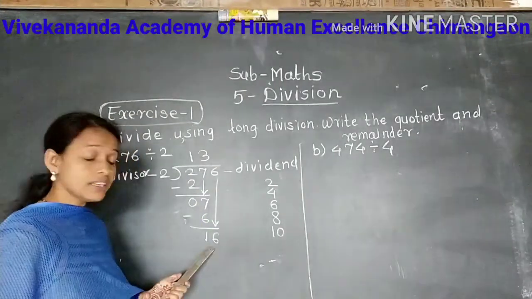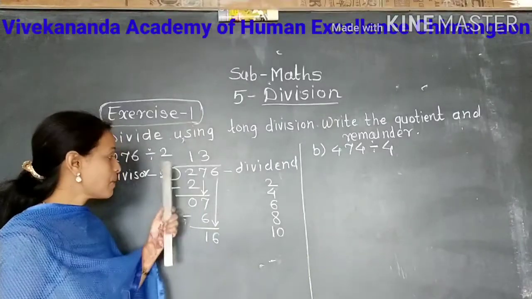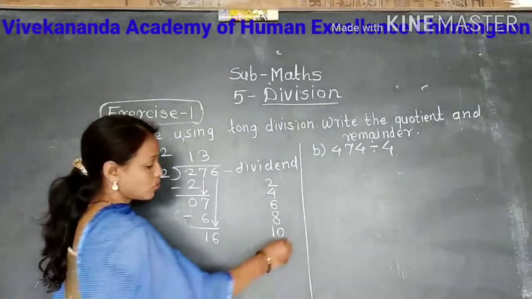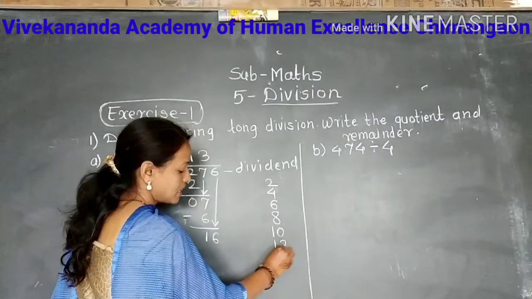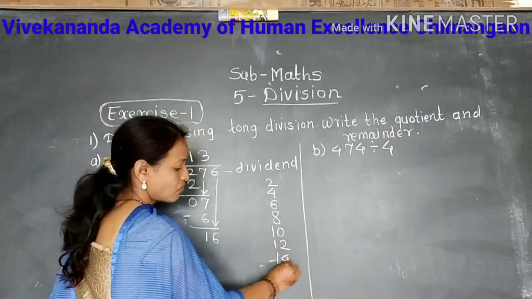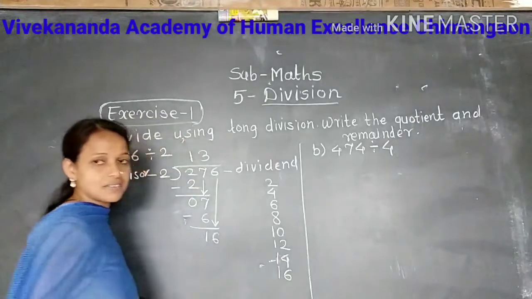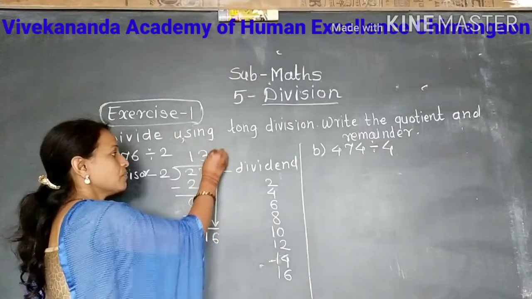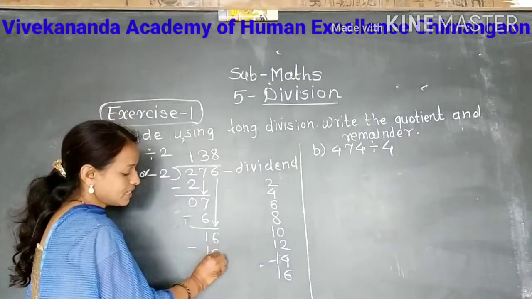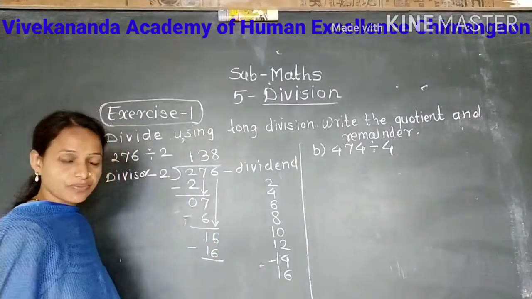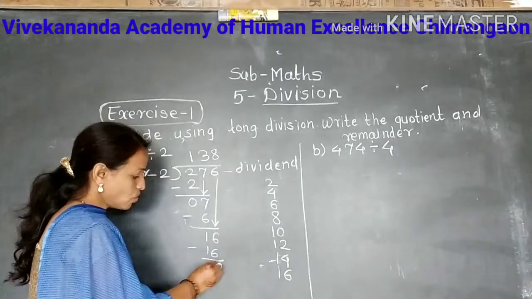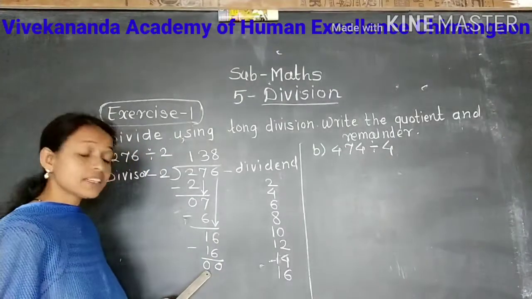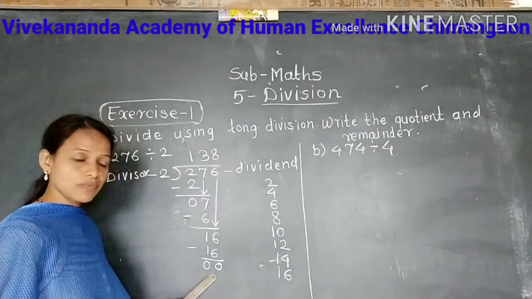Now we have to divide 16 by 2. Now we will write the next table. 2 fives are 10, 2 sixes are 12, 2 sevens are 14, 2 eights are 16. 16 is a multiple of 2. 2 eights are 16, so the quotient will be 8. 6 minus 6 is 0, 1 minus 1 is 0. So the leftover number is 0.